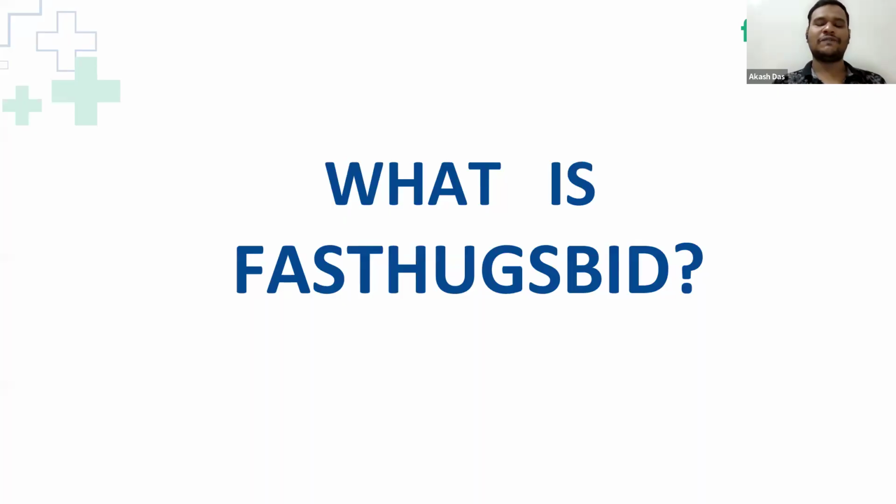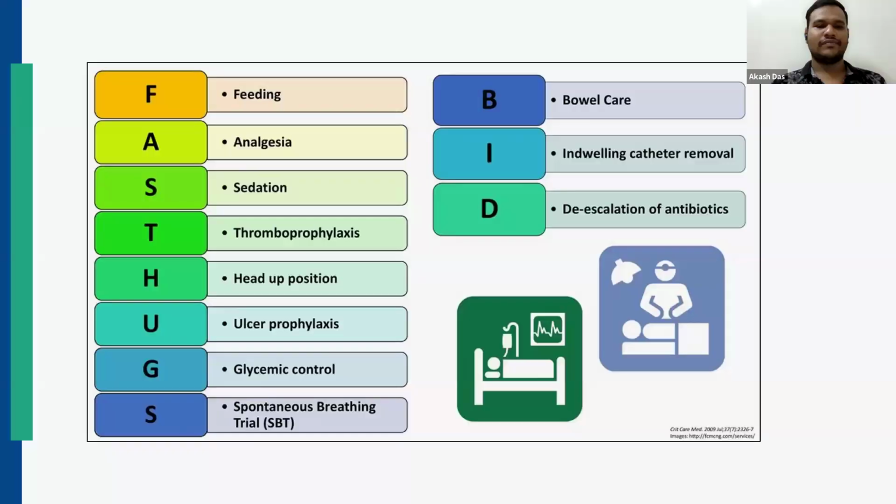So first of all, what is FAST HUGS BID? It stands for F for feeding, A for analgesia, S for sedation, T for thromboprophylaxis, H for head-up position, U for ulcer prophylaxis, G for glycemic control, S for the spontaneous breathing trial, B for bowel care, I for the indwelling catheter removal, and D for the de-escalation of antibiotics. So these are the elements of FAST HUGS BID.